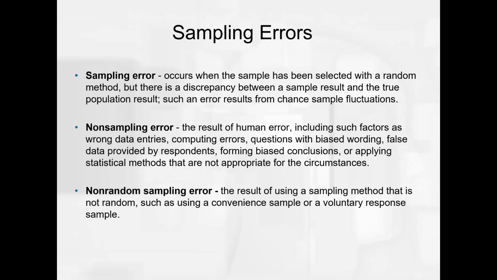The other type is non-sampling error, which is the result of human error, and includes such factors as wrong data entries, computing errors, questions with biased wording, false data provided by respondents, forming biased conclusions, or applying statistical methods that are not appropriate for the circumstances. Finally, non-random sampling error is the result of using a sampling method that is not random, such as using a convenience sample or a voluntary response sample.